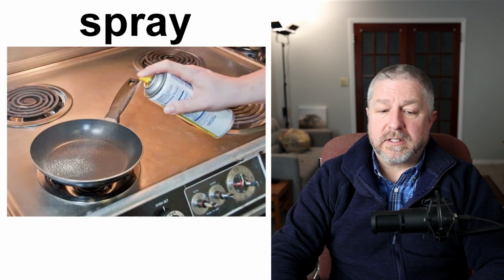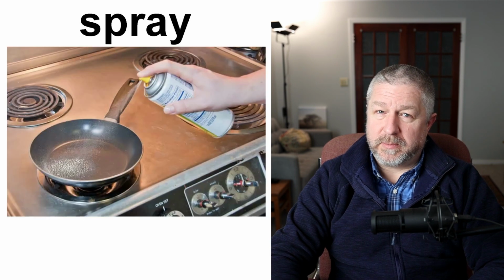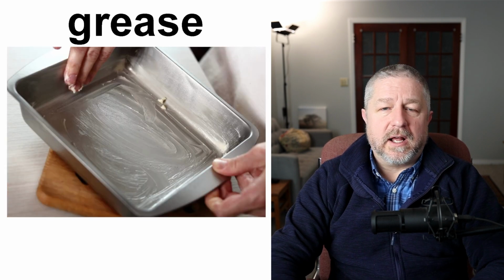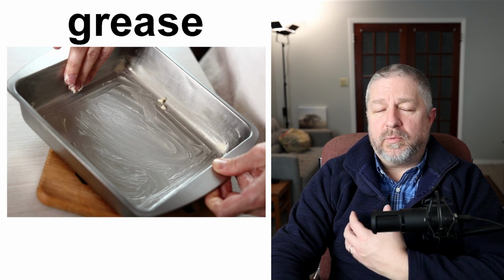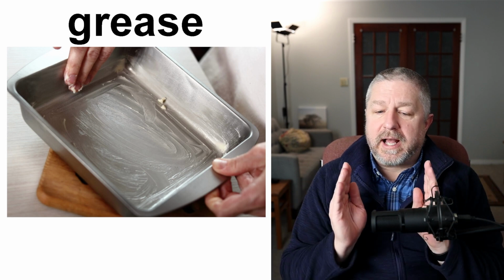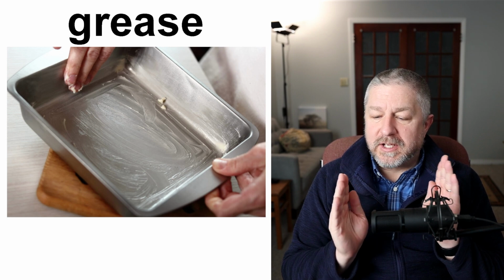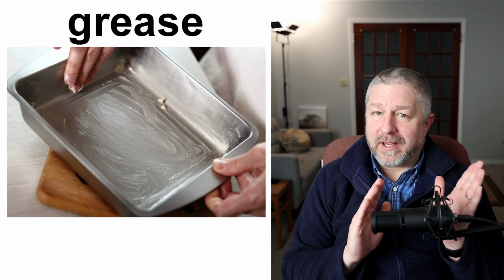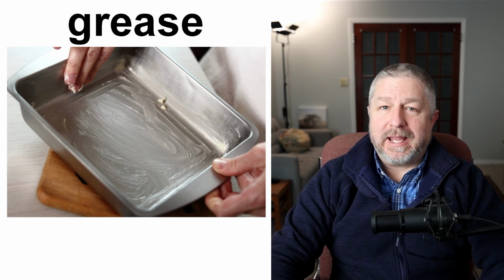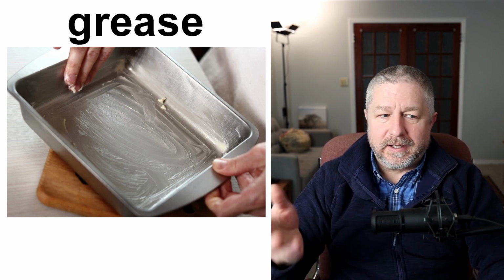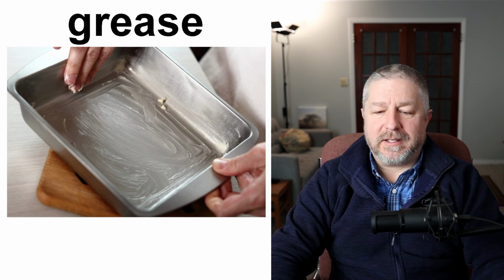You might spray the pan with cooking spray. So this is a similar thing to do. But often a recipe will say, grease the pan, and then you pour the mixture into the pan before you bake it. This is so that the food doesn't stick to the pan. You don't want the cake to stick to the pan. You don't want what you're making to stick to the pan. So you grease it so it's slippery, and then it will come out of the pan easier.